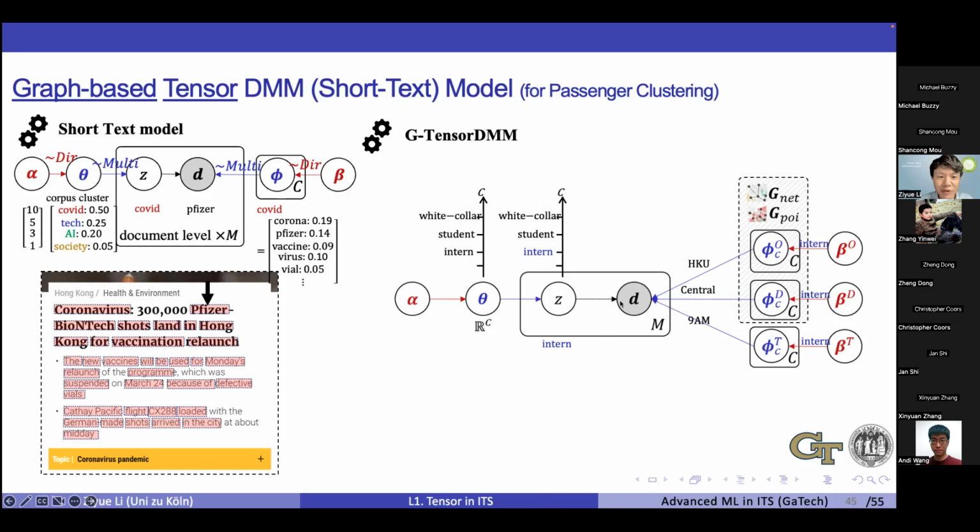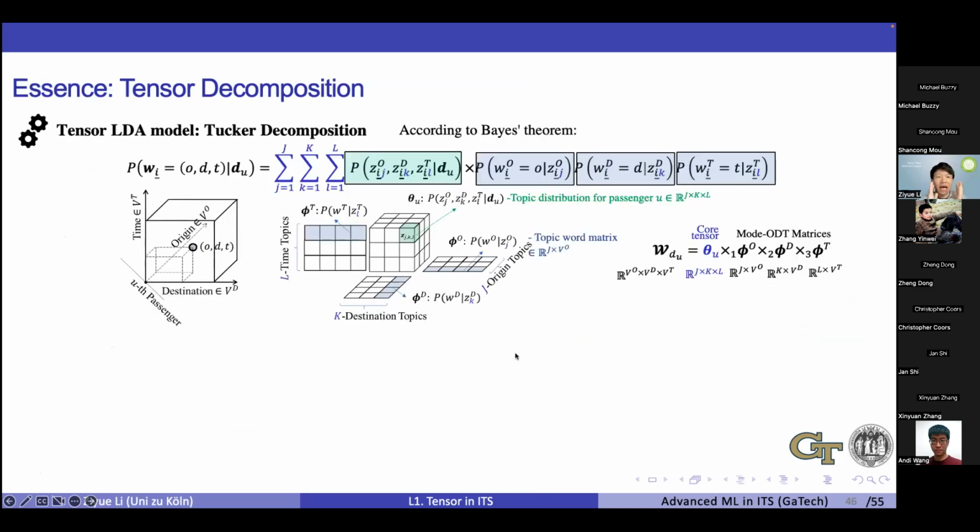So you can see that we don't have the topics of J, K, L anymore, but we just have one unified document-wide short topic. And the really interesting thing is that LDA is actually based on the tensor decomposition we mentioned, right? So this short text model is actually based on the CP decomposition. So how?